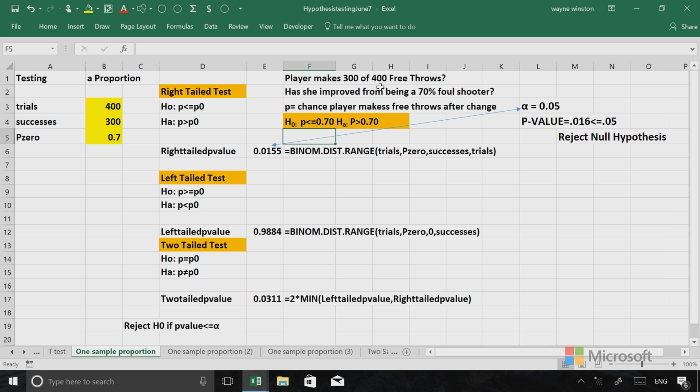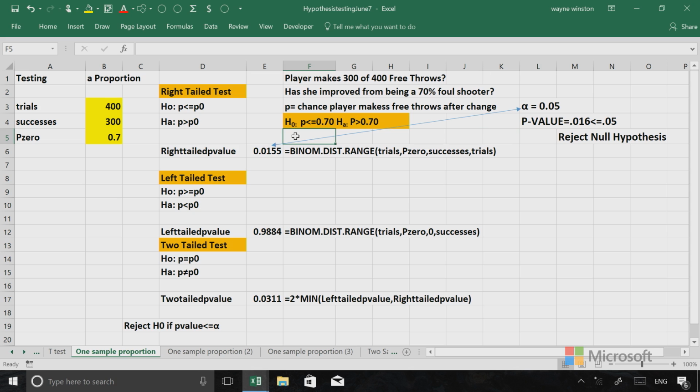A player makes 300 of 400 free throws. Before, they were a 70% foul shooter and they hired, let's say, a new coach. So are they a better foul shooter after they hired the new coach? 300 out of 400 is 75%, so they did better. The question is, did they do significantly better? We'll use alpha being 0.05.